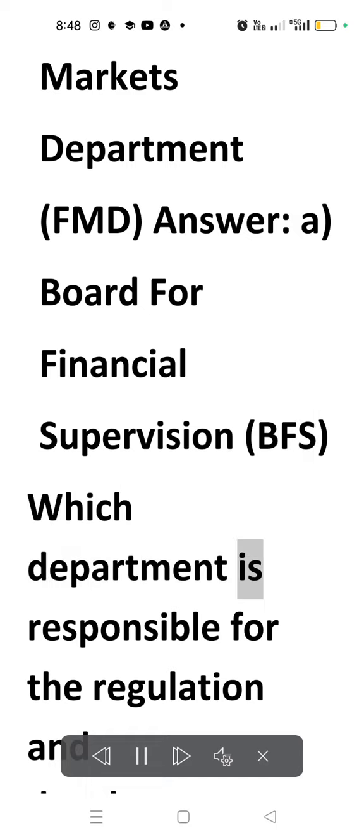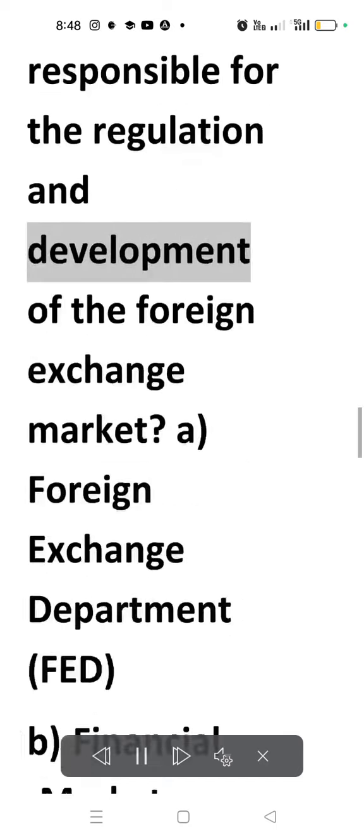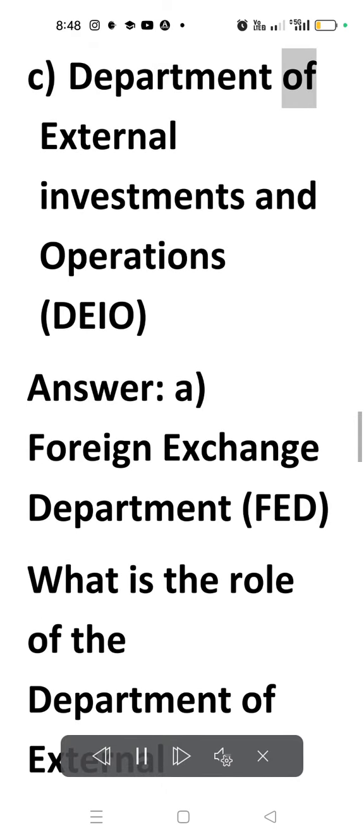Which department is responsible for the regulation and development of the foreign exchange market? A. Foreign Exchange Department, FED. Financial Markets Department, FMD. Department of External Investments and Operations, DIO. Answer A. Foreign Exchange Department, FED.